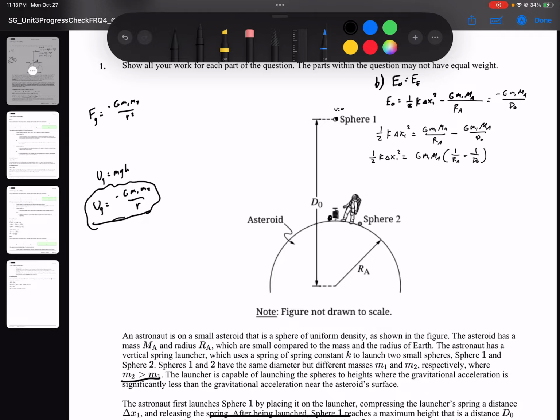Okay, and now I got to solve for d naught. So I'm going to divide both sides by this. All right, I'm just going to run through, because this has been going on for a while. So I'm just going to kind of run through the algebra steps. So I have 1/2 k delta x1 squared over G M1 Ma. And then I'm going to move the 1 over d naught over here, move all this over here. So I got 1 over d naught is equal to 1 over r sub a minus, and I'll put the 2 in the denominator.